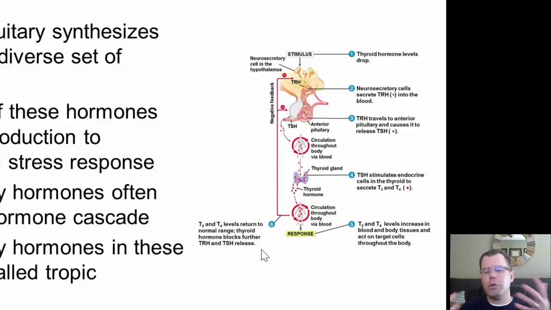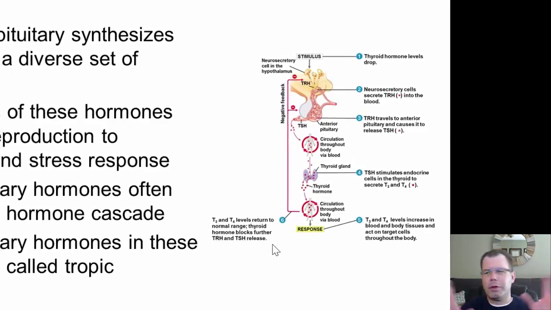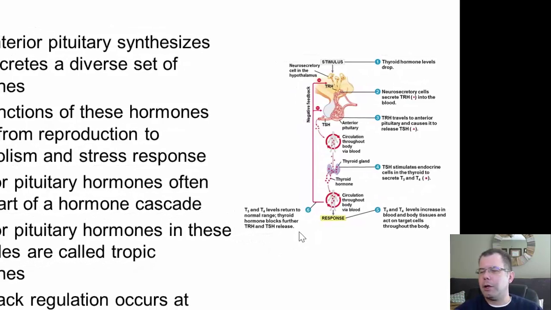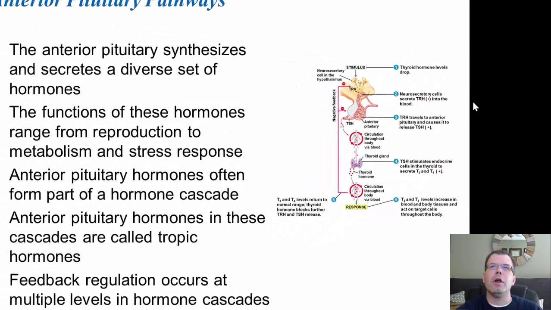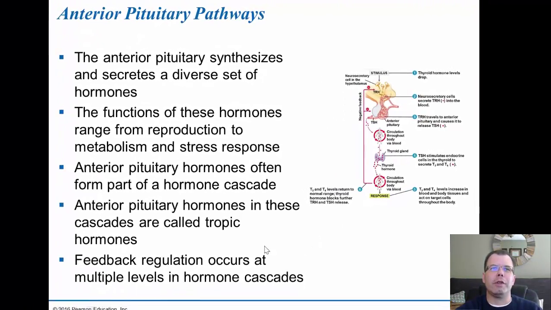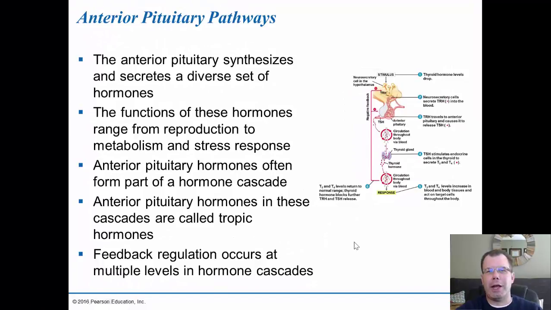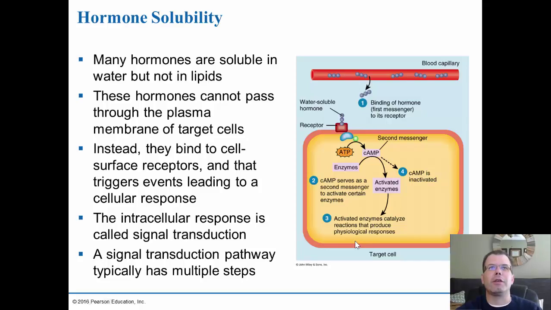That's just one of the things to show you. I'm not going to expect you to know this on a test or anything, but this just gives you an example of what the anterior pituitary does. A lot of these are multiple hormones, and that's why they're called tropic hormones, because they have a lot of cascades.